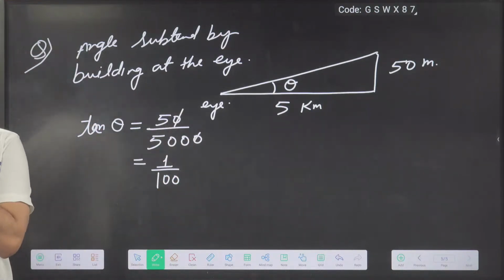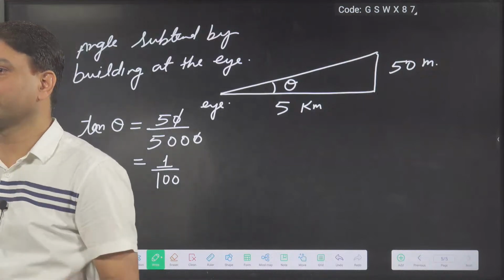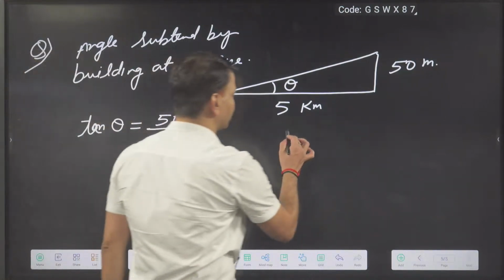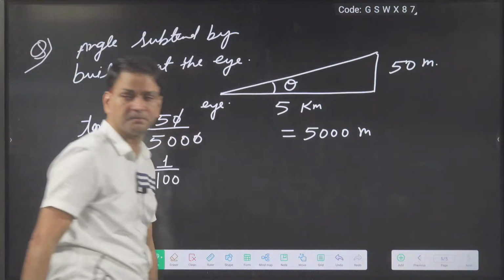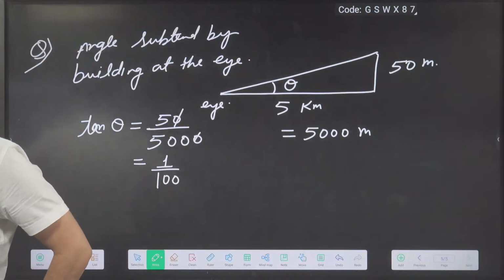Who is saying 10? You have not focused on the unit. This is 50 meter and this is 5 kilometer. You will convert 5 kilometer into meter. Then you will get what? 5,000 meter. How 10?